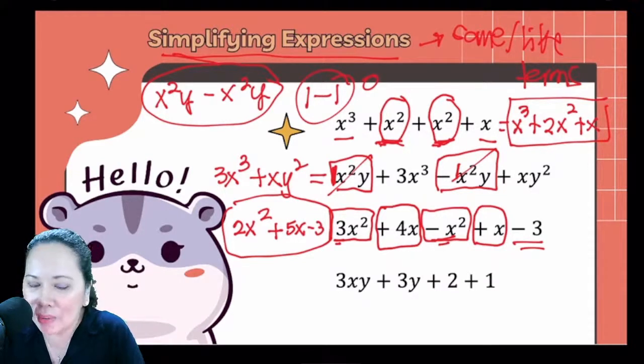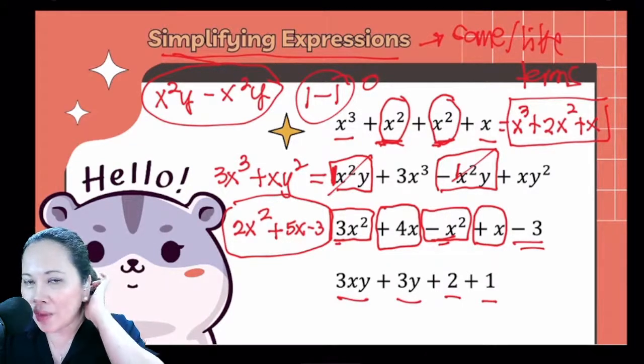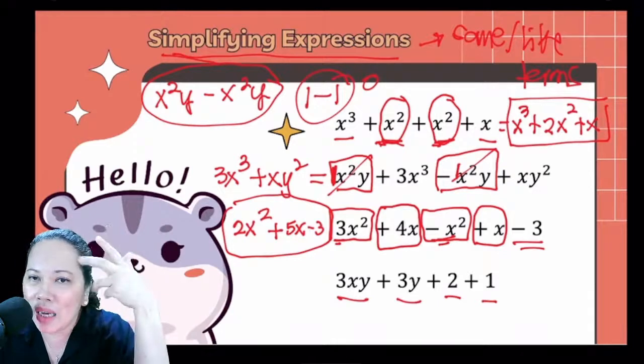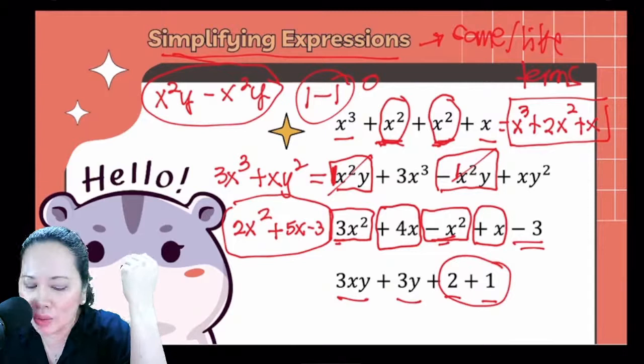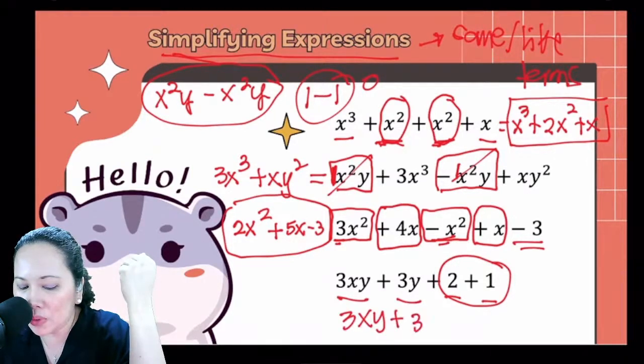And to the last example, you have 3xy plus y plus 2 plus 1. Right? So since there's no the same thing with your x, y, and y, so we will stick with 2 and 1. So your final answer here will be 3xy plus 3y plus 3.